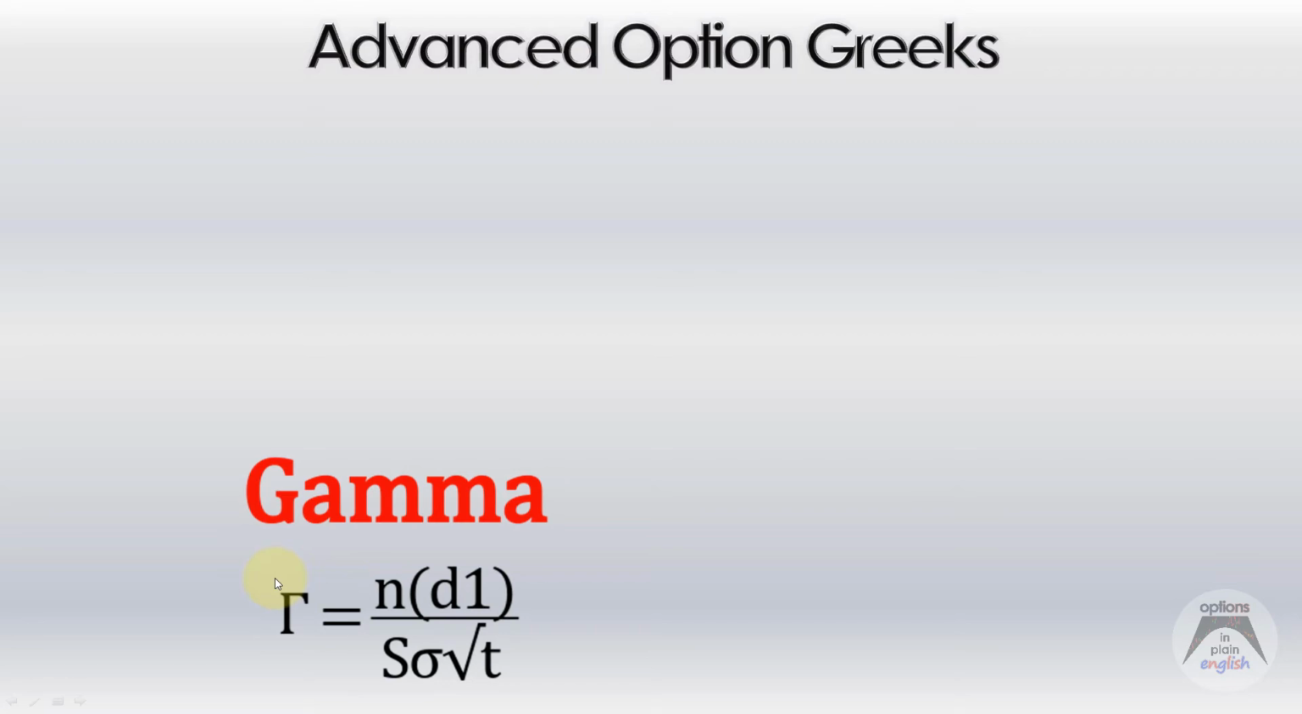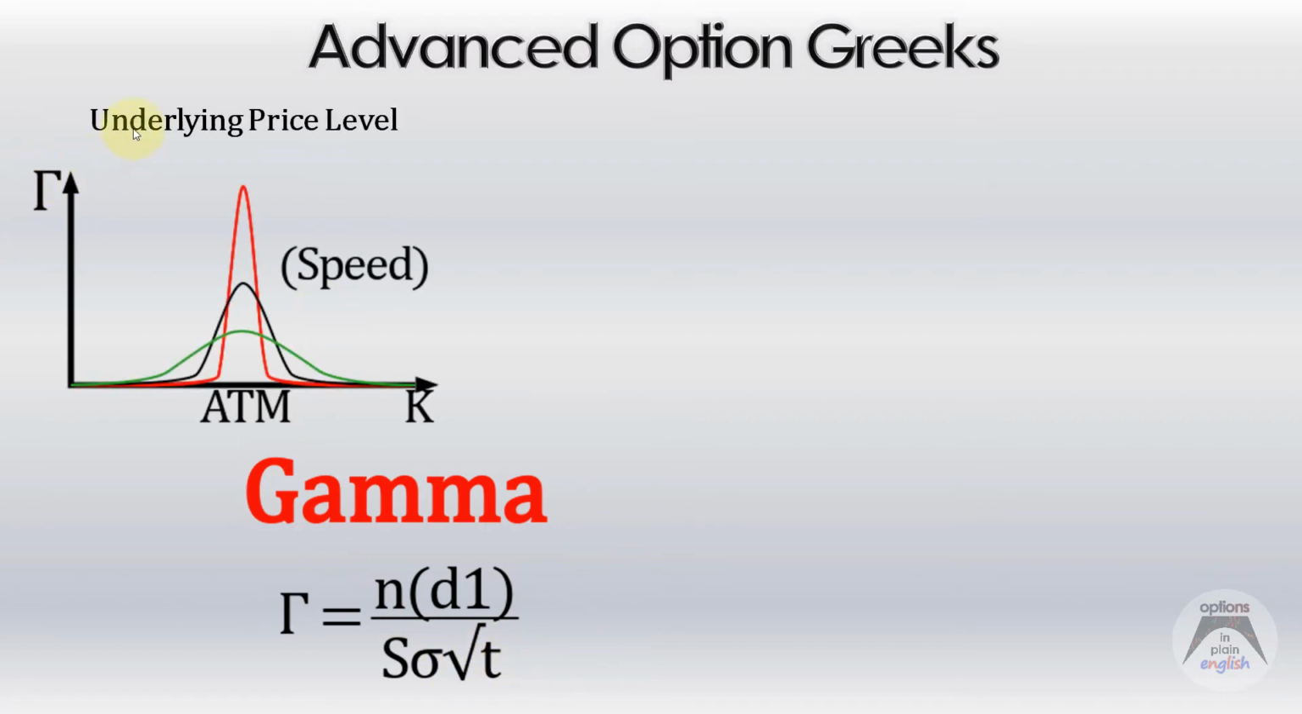So now we're going to talk about gamma. And gamma is obtained by applying the formula of the standard normal distribution of D1 divided by the stock price, the implied volatility, and the square root of time. As you can see, it's not necessary for you to memorize this formula, but you can see that it's directly proportional to the standard normal distribution and inversely proportional to the stock price, the implied volatility, and not time, but the square root of time.